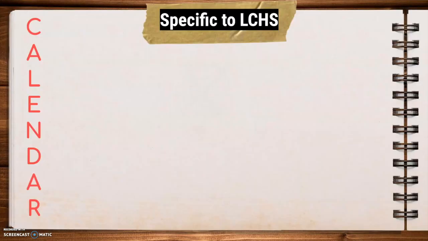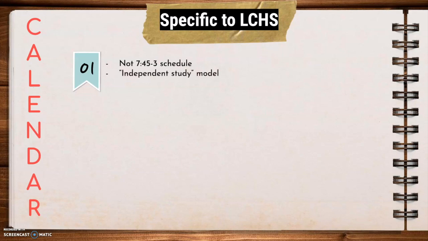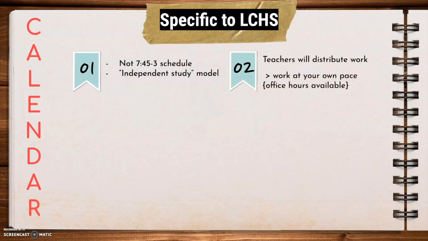So let's go ahead and start off with the logistics of distance learning. The calendar will be going, just like it has said in every single district communication that has been sent out, from April 16th, which is a Thursday, until May 29th, the originally scheduled last day of the school year. Just so you also know, we will not be going on a typical school day schedule from 7:45 to 3. Instead, we are adopting an independent study model. What that means is teachers will be distributing work. You will complete the work at your own pace, and then when you have questions, teachers will be having different office hours available for you to reach out to them and ask for help. And then you will be turning in work on a specified date.